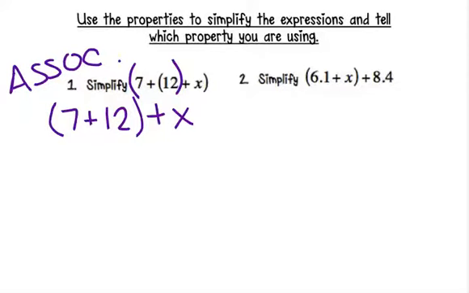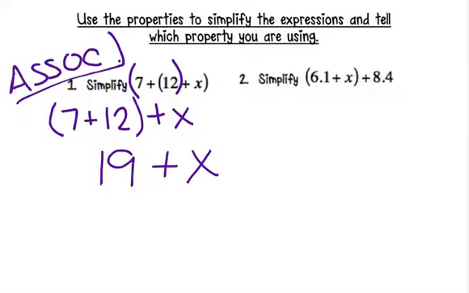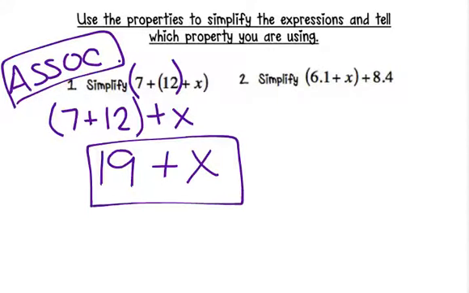Now we're not done because we can go ahead and add 7 plus 12. 7 plus 12 would be 19, and then bring down the plus x. And that is as far as you can get it. So there's two answers here: the fact that you used the associative property, and that it simplified to 19 plus x. We can't add 19 and x because we don't know what x is.